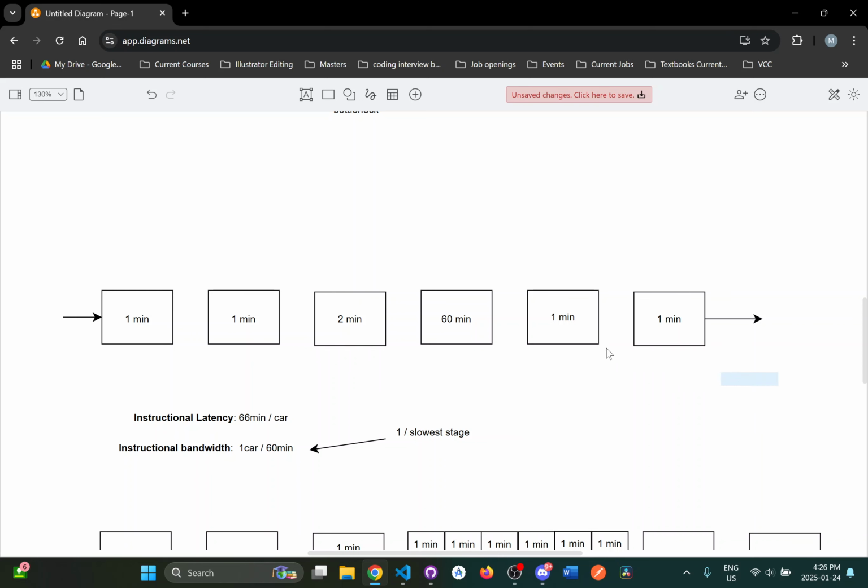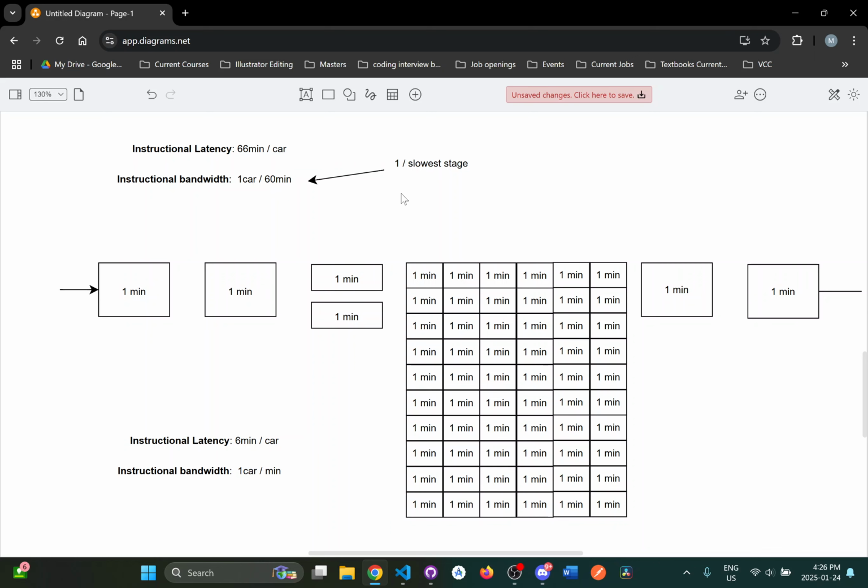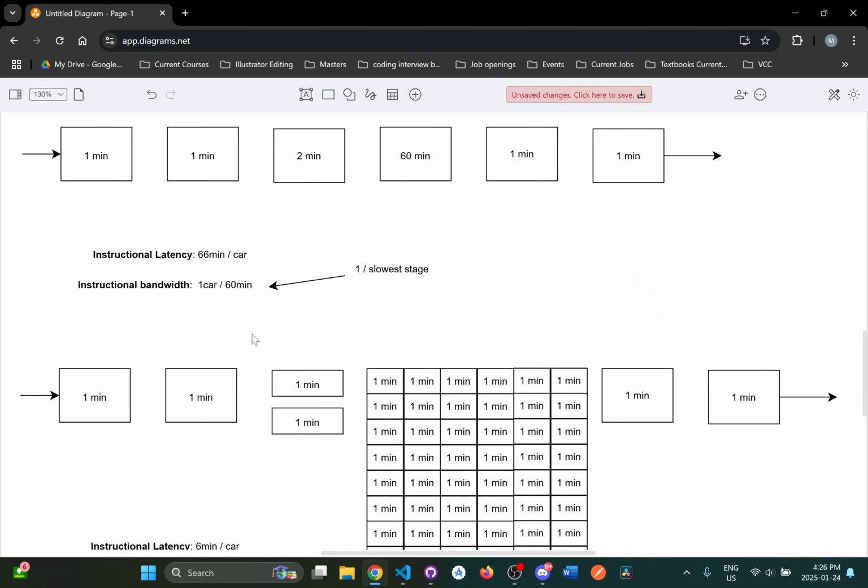But let's see how we could speed this up, because it's going to take a really long time to go through the pipeline if it's just doing 1 car at a time. Let's say we can reduce each stage to 1 minute. So now we have 1 minute at this stage, 1 minute at this stage, and for the stage that was 2 minutes, let's say we have 2 workers and each worker takes 1 minute, but they're going in parallel. So technically it's just going to take 1 minute to do this entire stage.